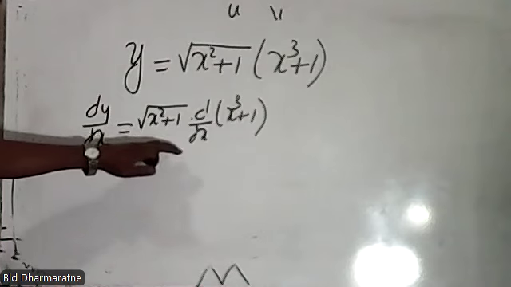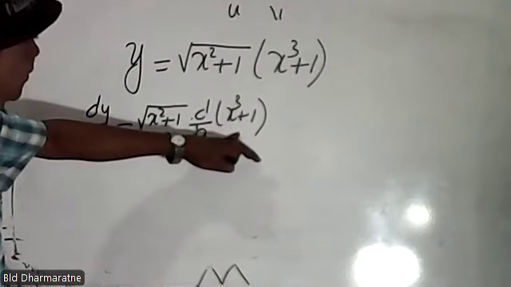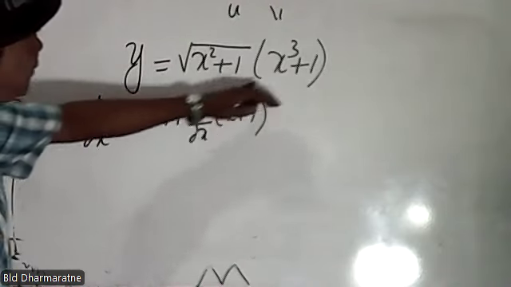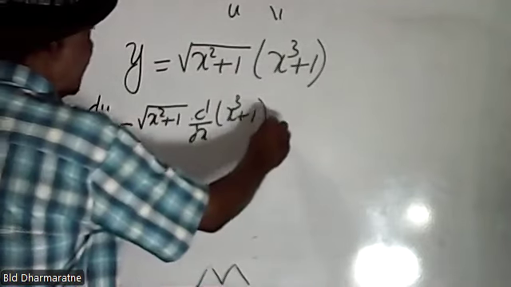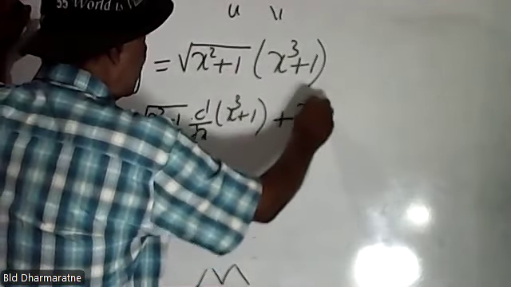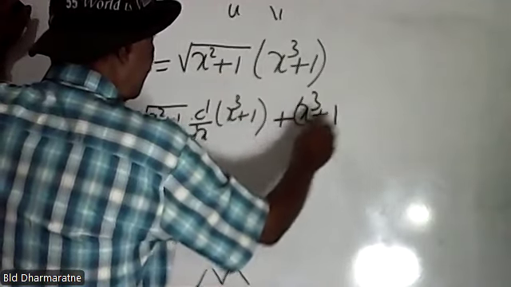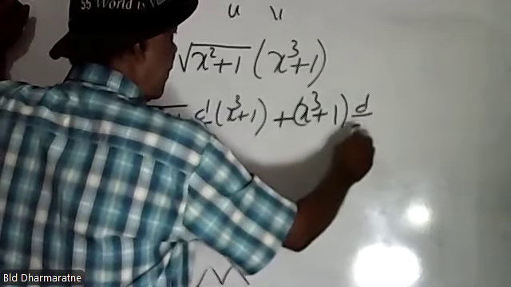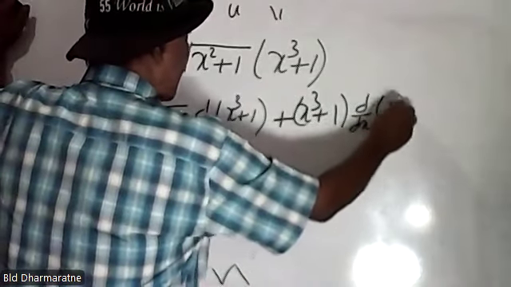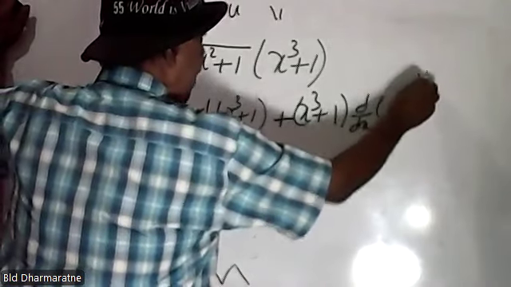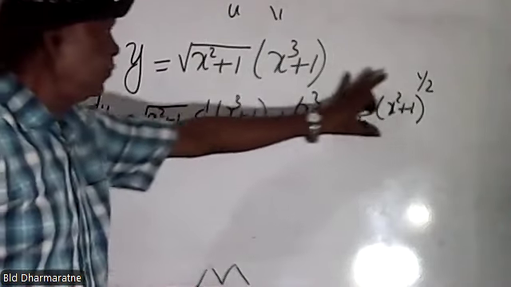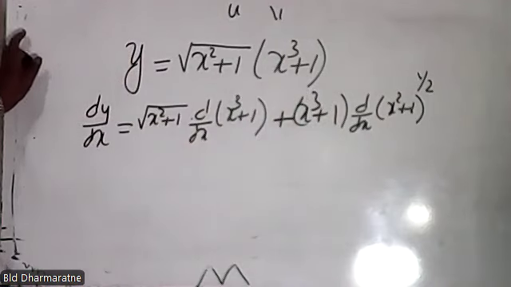What have we written here? u dv by dx. V is this one. Plus here coming x cubed plus 1, v du by dx, d by dx of x squared plus 1 to the power of half. You have to go further here. This is not finished. This is the explanation given according to the formula.